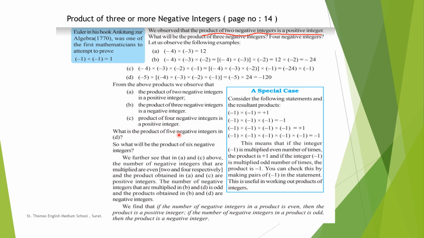What is the product of 5 negative integers in D? That is again a negative integer. So what will be the product of 6 negative integers? We further see that in A and C above, the number of negative integers that are multiplied is even. It's clear? One is 2 and one is 4. So both the numbers are even, and the product obtained in A and C are positive integers.